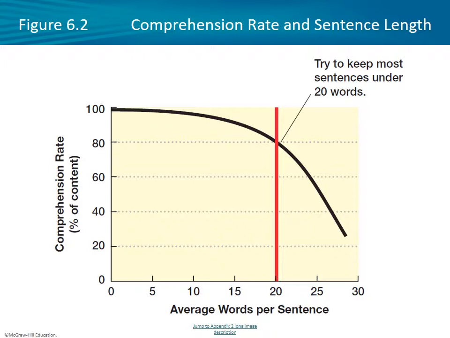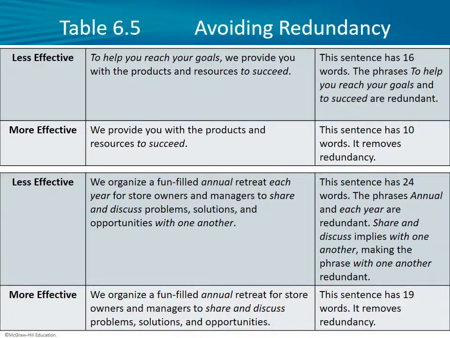Consider Figure 6.2, which depicts the data from a study conducted by the American Press Institute. Readers were tested on their overall comprehension based on the length of sentences. When sentences had 10 words or fewer, readers had nearly 100% comprehension. Once sentence lengths reached around 20 words, comprehension dropped to about 80%. Thereafter, it dropped rapidly. Sentence lengths of 28 words resulted in just 30% comprehension. Yikes.